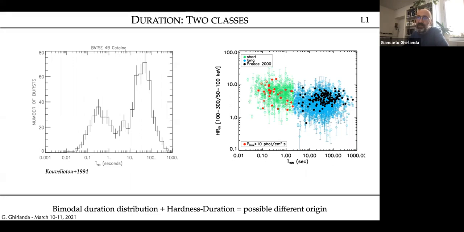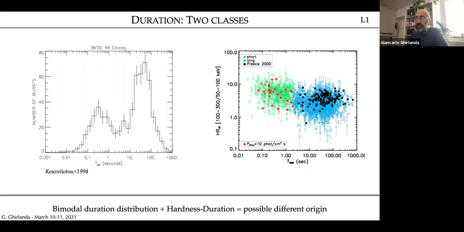Already in the 90s, when people started to study these sources, they tried, for instance, to build up a plot like this, which is a bidimensional representation showing the correlation between the spectral property here on the y-axis, which is a hardness ratio, basically the ratio of number counts in two separate energy ranges, as a function of time. And as you see, the classes of short GRBs and long GRBs, so green and blue, have slightly different hardness. Apparently, there seems to be a kind of paradigm with short GRBs being harder than long ones. And this was one of the first hints of the fact that these sources could have a different origin.